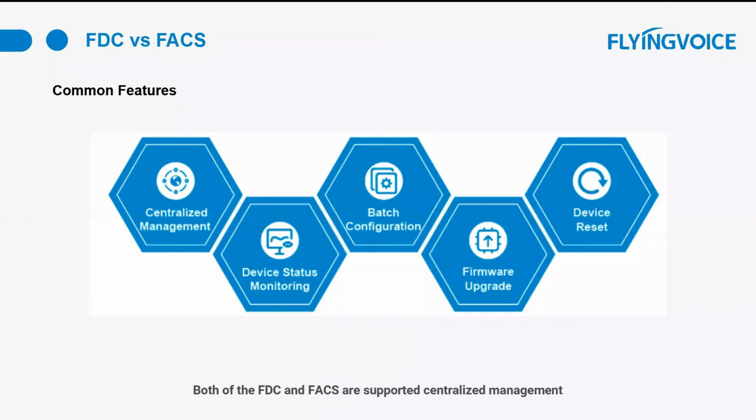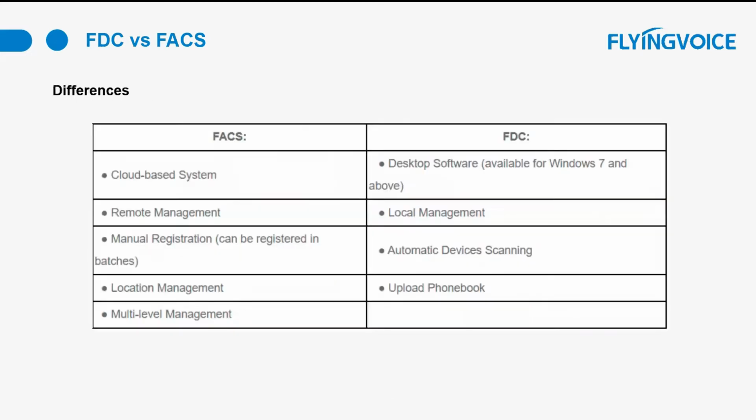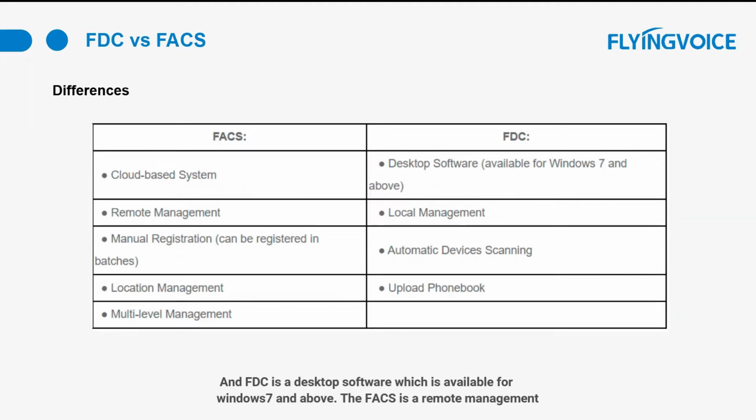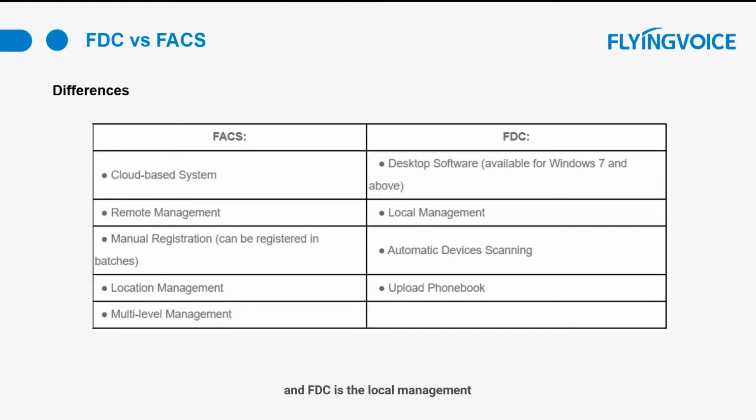Both FDC and FACS support centralized device management, device status monitoring, batch configuration, firmware upgrade, and device reset. The difference between FACS and FDC is that FACS is a cloud-based system, and FDC is desktop software, which is available for Windows 7 and above. FACS is remote management, and FDC is local management.